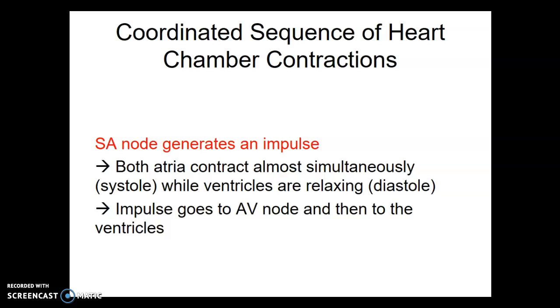That nerve impulse, or the action potential, goes into the, sorry. Right, the impulse goes to the atrioventricular node and then to the ventricles. So the AV node slows that beat down a little bit so that the ventricles have time to fill. So the atria pump blood into the ventricles, they fill up, and then the ventricles pump.